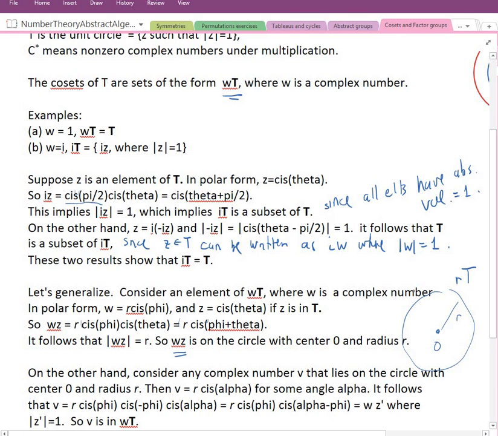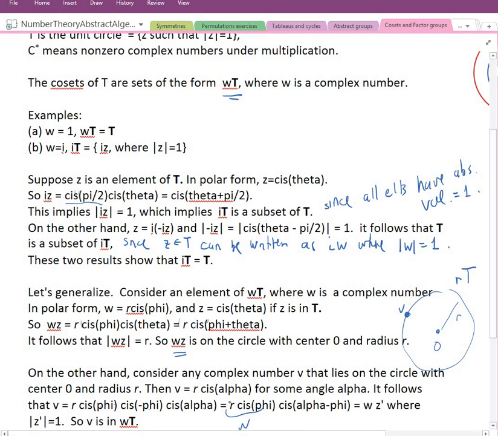On the other hand, suppose I pick any number on this circle, and I'm calling this v. Then I can write v as r cis alpha for some angle alpha. But then I can write v this way, as r cis phi, cis minus phi, cis alpha. Right? The cis phi and the cis minus phi cancel out. Now why did I do that? Because the r cis phi is going to give me W. This is my W part. And what I have left over, cis of alpha minus phi, is a complex number, which I'm calling z prime here, that has absolute value equal to 1.